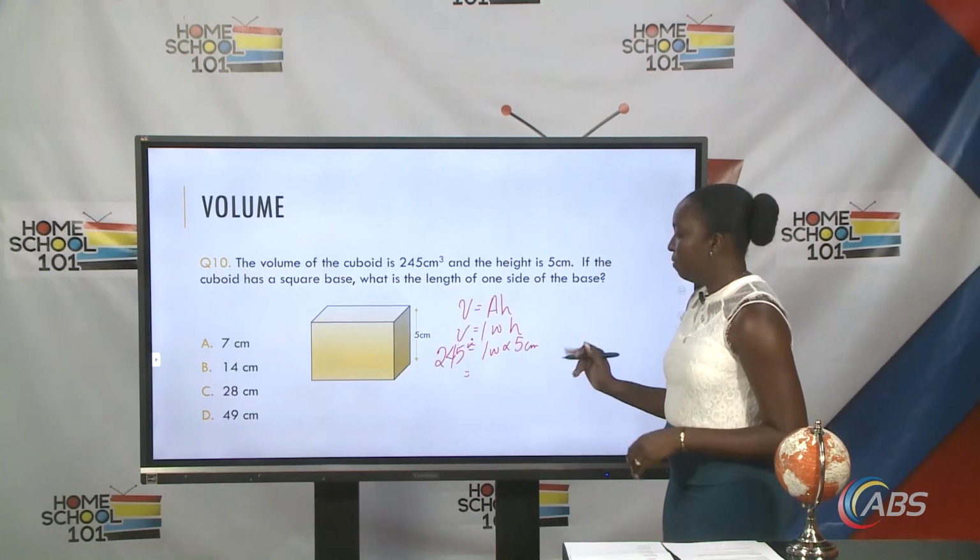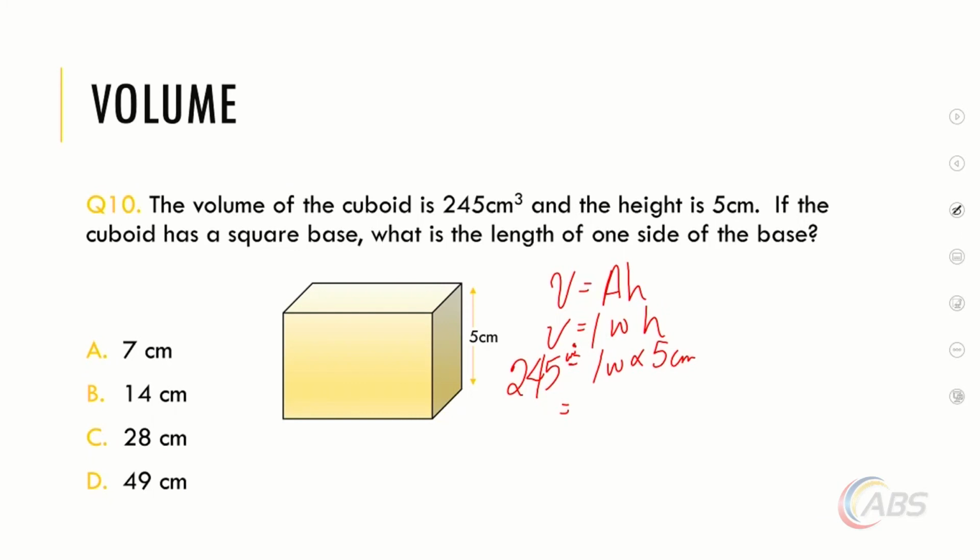We need to get rid of the 5, and the opposite of multiplication is division. And so we would divide both sides by 5, because what we do to one side we must do to the other. We can't forget that. So that gets rid of that. We're left with length times width on the right side. And if we divide 5 into 245, we're going to get 49.